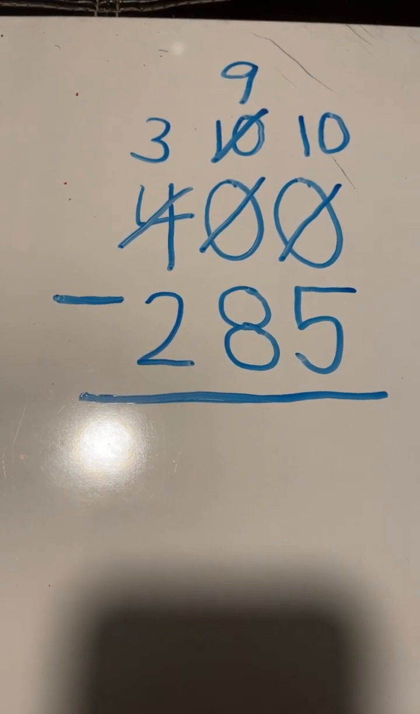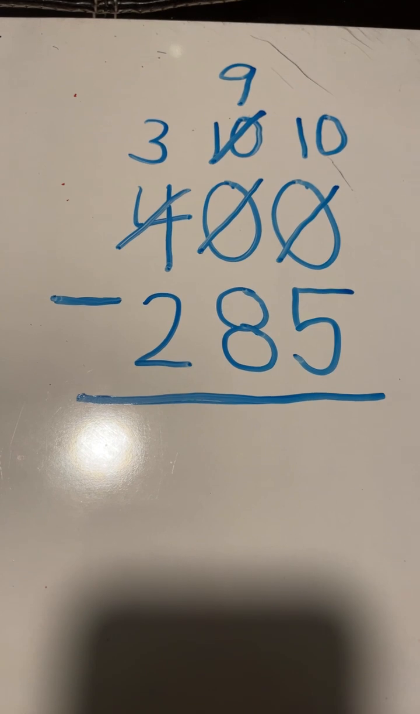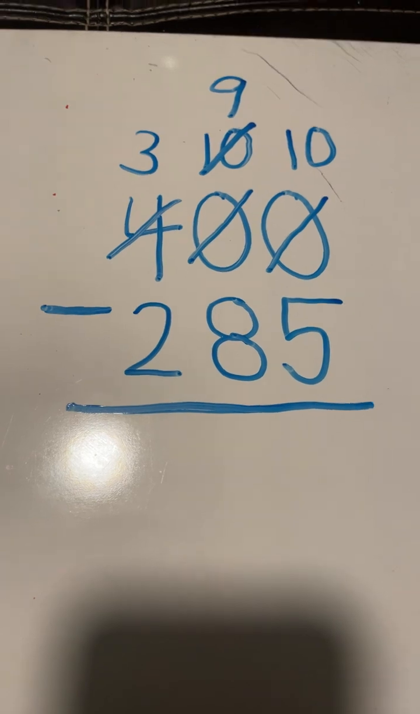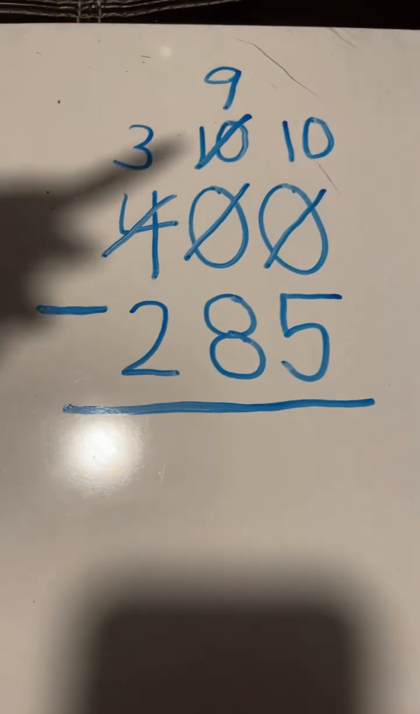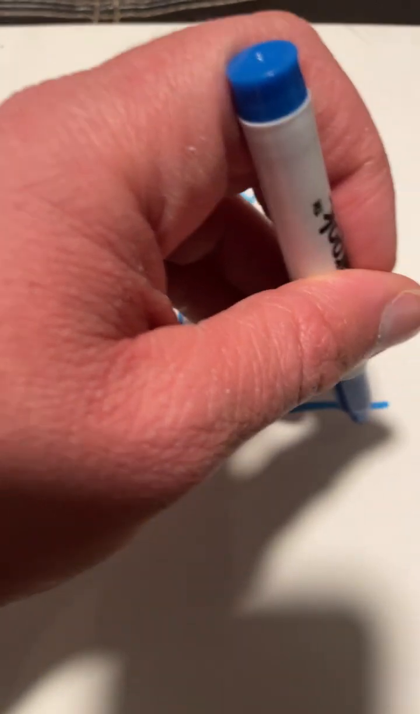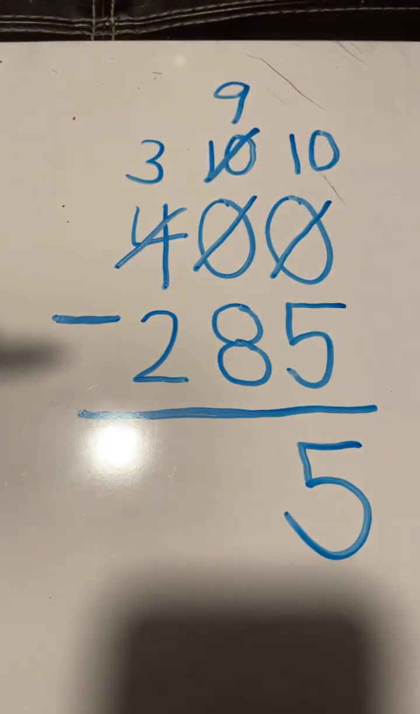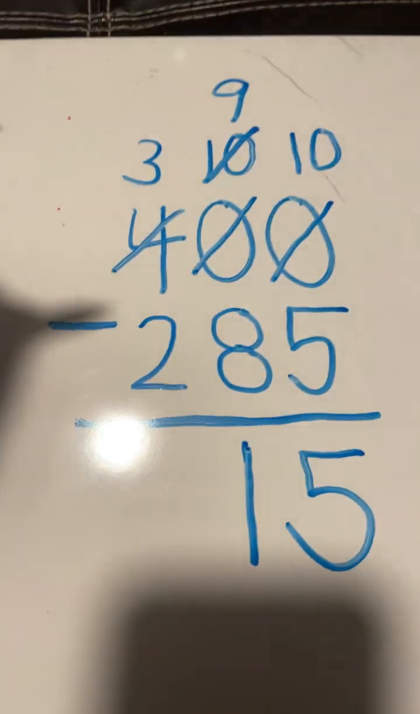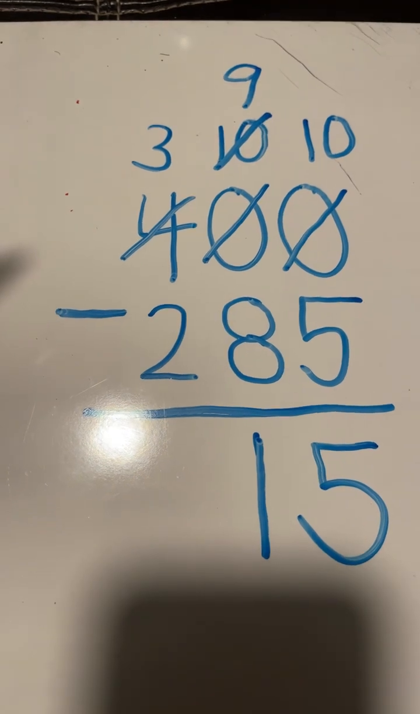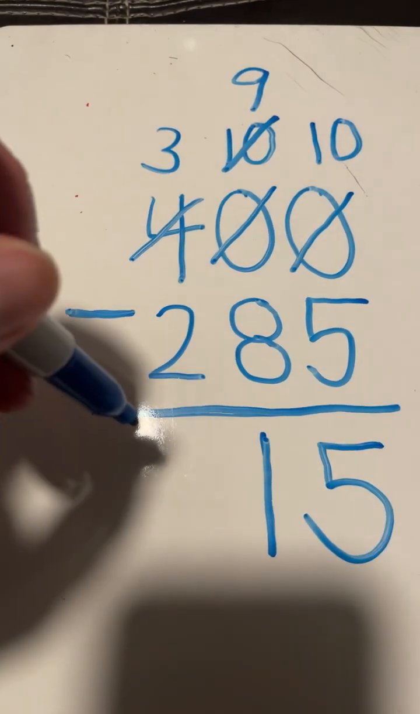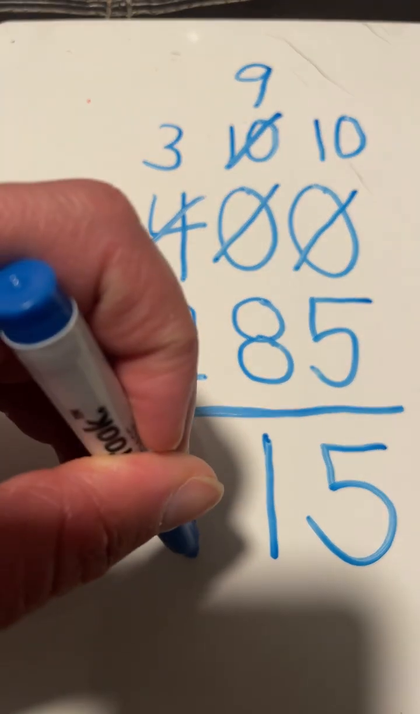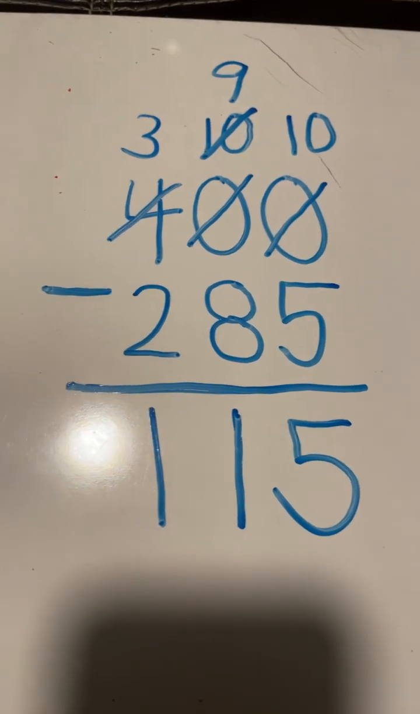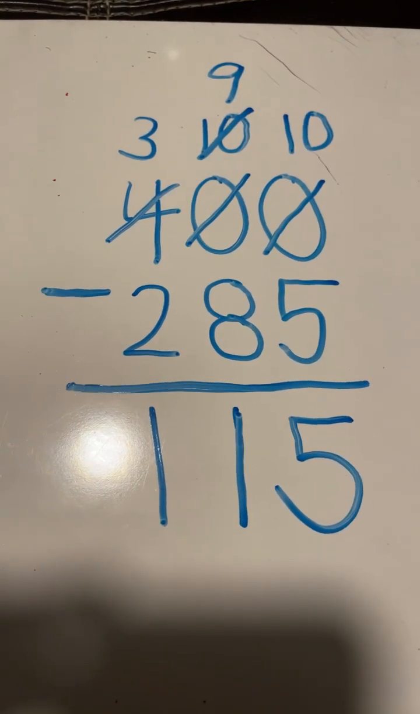10 is bigger than 5, 9 is bigger than 8, 3 is bigger than 2. So now we can subtract. When we subtract, we always start with the digits all the way to the right. We always start with the ones place. So 10 minus 5 equals 5. 9 minus 8 equals 1. And 3 minus 2 also equals 1. So we have our answer now, 400 minus 285 equals 115.